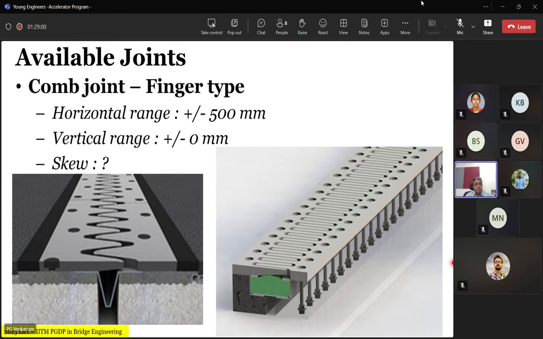The last type, which is very common for large movements in bridges, is the finger type, which I showed you. The finger can be inclined like this or straight like that. The advantage of the inclined one is that it is less noisy. This is more noisy, in the sense of the air and the way the tire flexes on the gap. That's the only reason for noise, not that the level or profile is any bad.